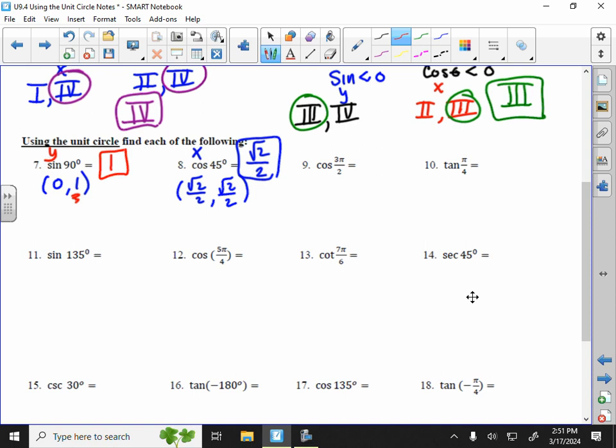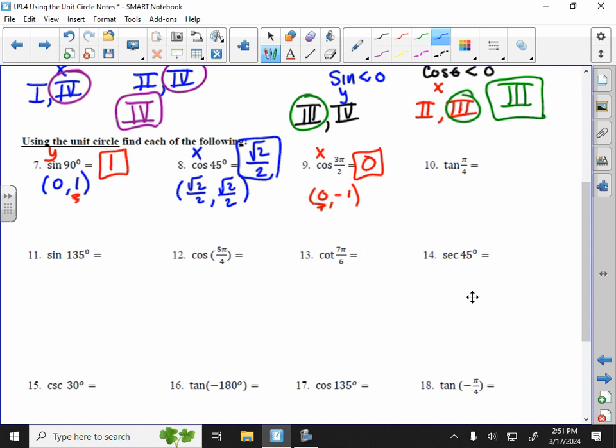All right, cosine 3 pi over 2. All right, so 3 pi over 2 is at 270 degrees, and that ordered pair is at 0, negative 1. And we want the cosine, which is the x-coordinate, and so that's 0.